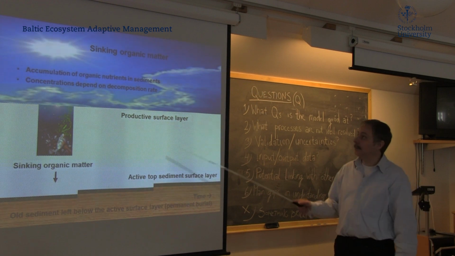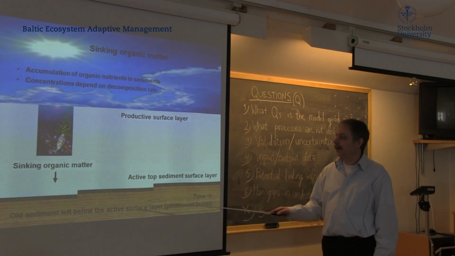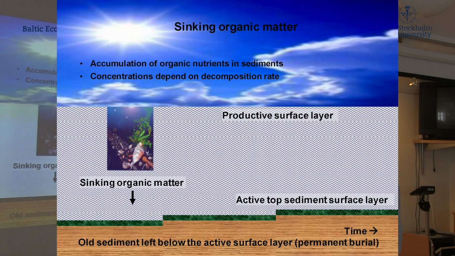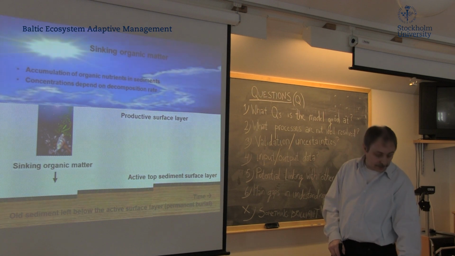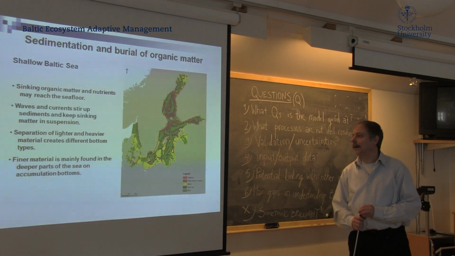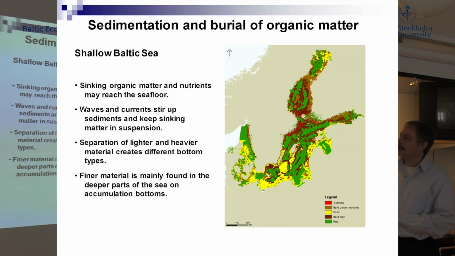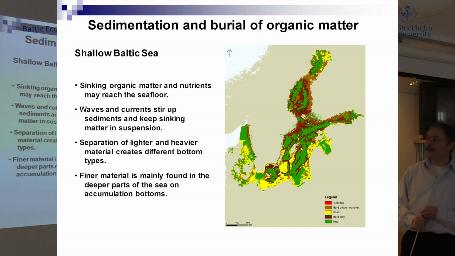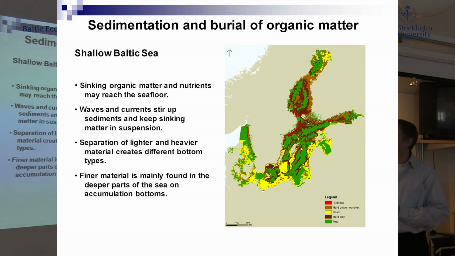The organic material is sinking towards the bottom, so we have then an active top sediment surface layer, and another part, the old sediment left below the active surface layer, so then we call it permanent burial, and that needs to be included in the modeling. If you look at how the sea bottom looks like, this is a map, then you can distinguish between accumulation, transport and erosion bottoms, or also different types of bottoms.